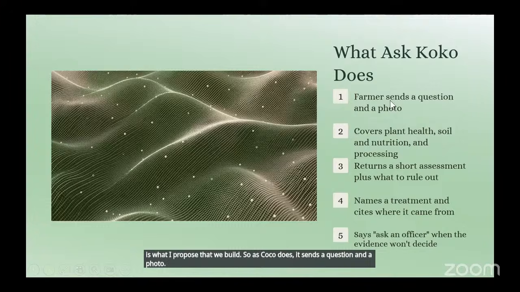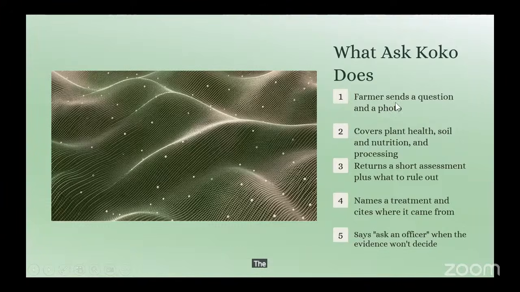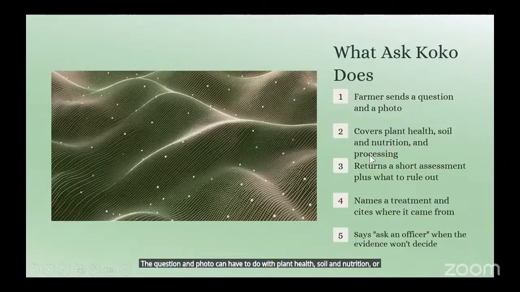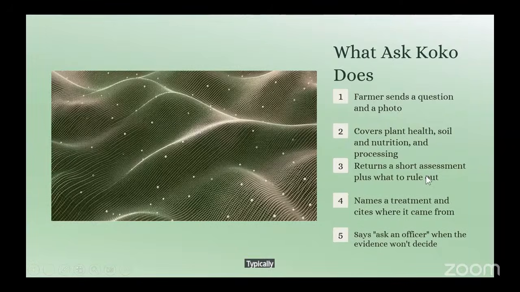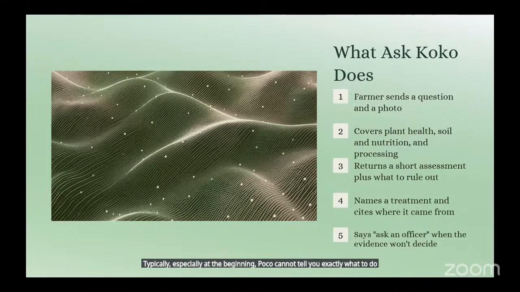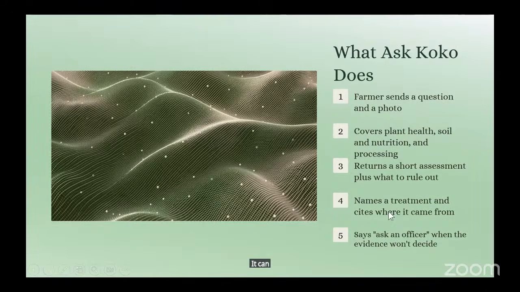The farmer sends a question and a photo. The question and photo can have to do with plant health, soil and nutrition, or processing. Then Ask Coco will return a short assessment plus what to rule out. Typically, especially at the beginning, Coco cannot tell you exactly what to do, but it can suggest some things to try. It can name treatments, cite sources, and tell you what made the recommendation.